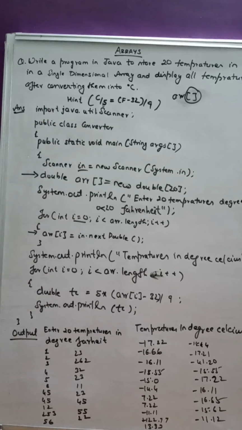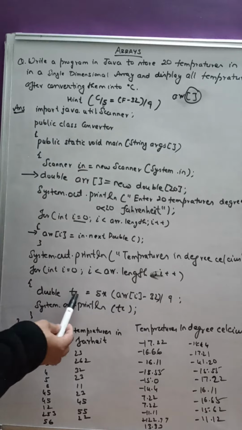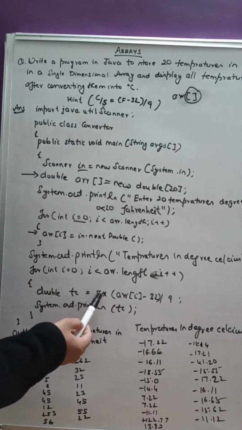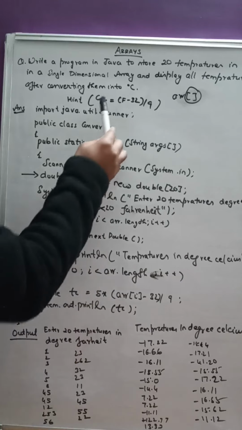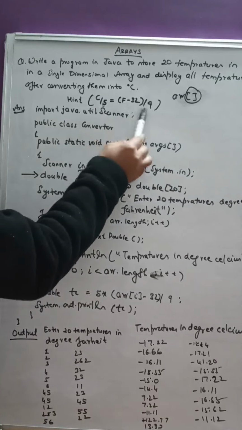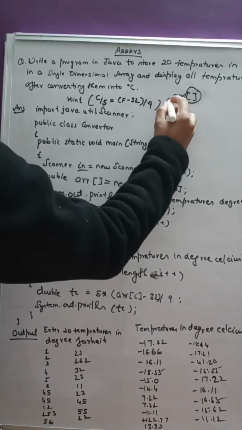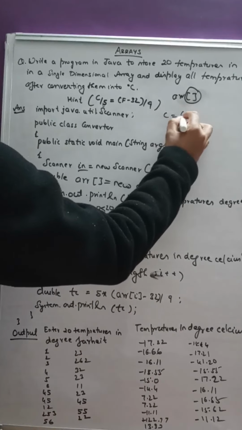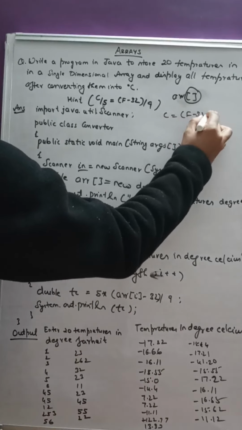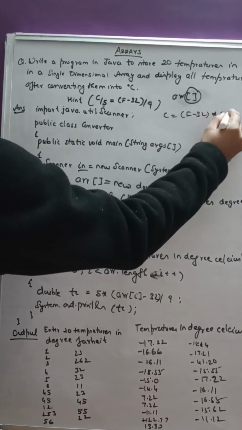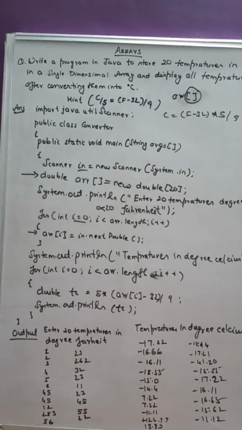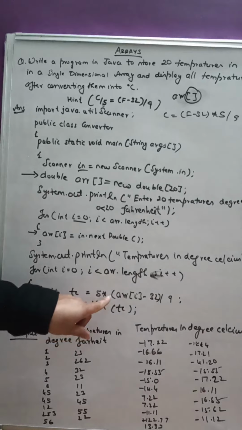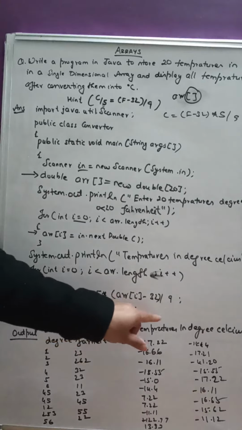So what we will do, we will write double tc, the variable we have taken, and we will take the value for this equation. If you solve this equation, c equals (f minus 32) multiplied by 5 upon 9. This will be the value, right? So the same thing we have done over here, 5 into (arr[i] minus 32) upon 9.